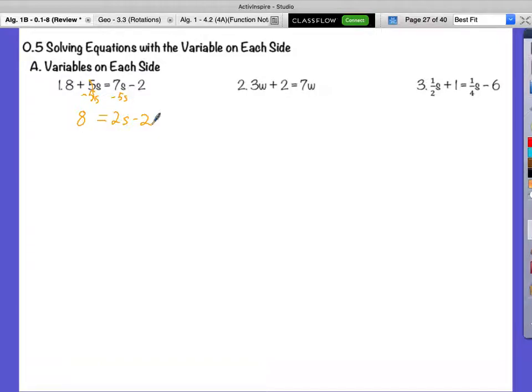Questions on that so far? So our first step, guys, was to get all the s's together. So now, does this turn into an equation that we've had before? Yes. This is really neat, guys, okay? This turns into a two-step equation.